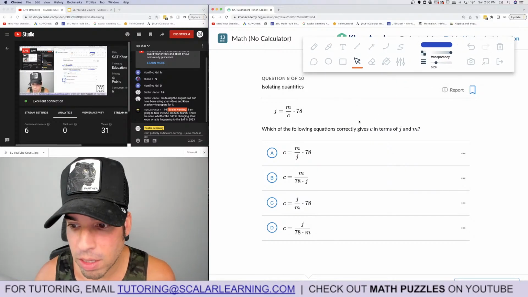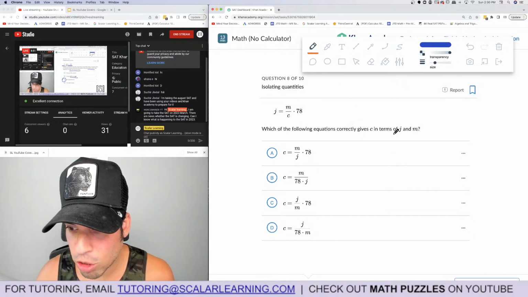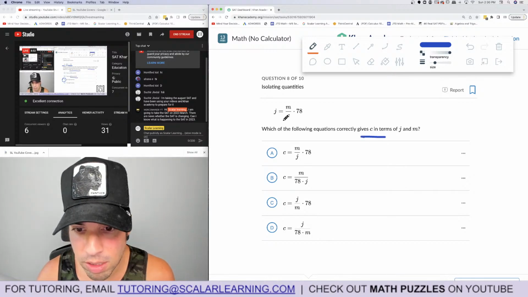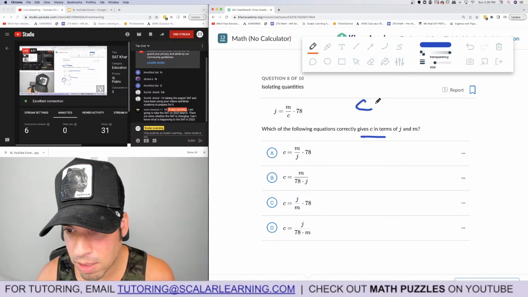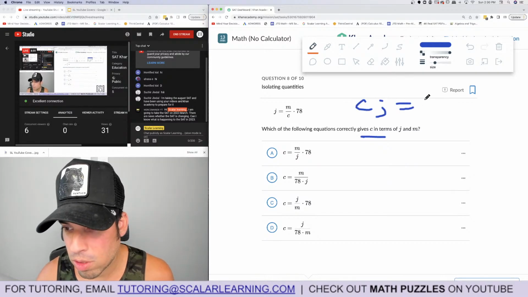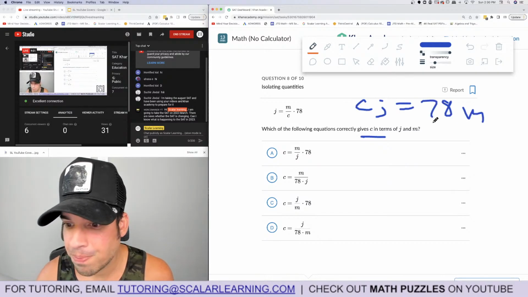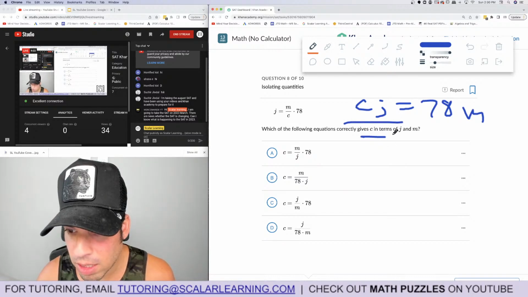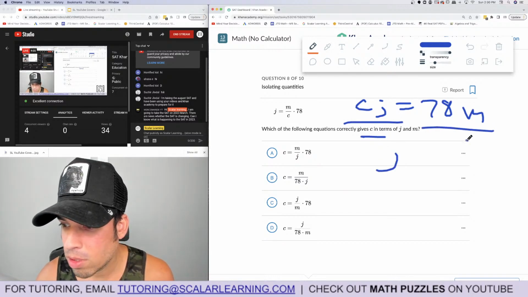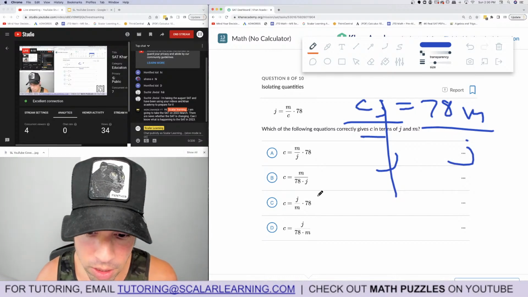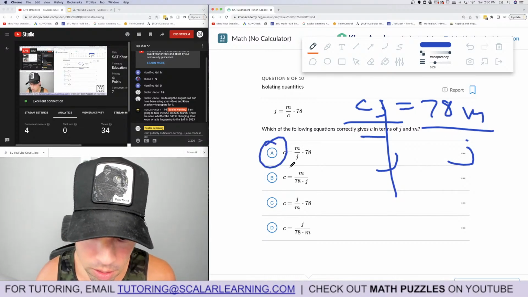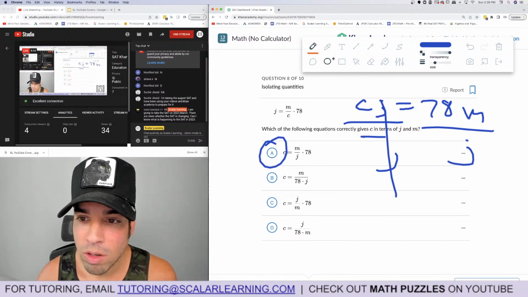Which is the following? Okay, this is a nice isolating quantities question. We're just trying to isolate C. So I'm going to first multiply both sides by C, and then I get CJ equals 78M. And then we divide both sides by J, and we get C equals 78M over J. It's A. 78M over J.